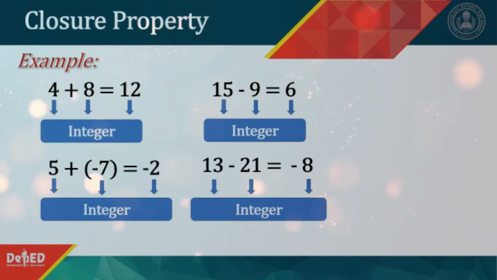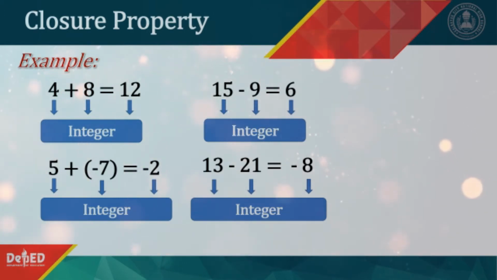From the examples, it is clear that subtraction of any two integers again results to an integer. In general, for any two integers a and b, a minus b is an integer. Therefore, the set of integers is closed under subtraction.